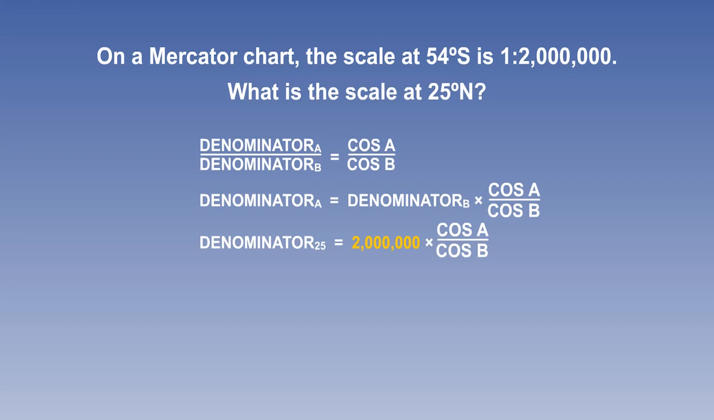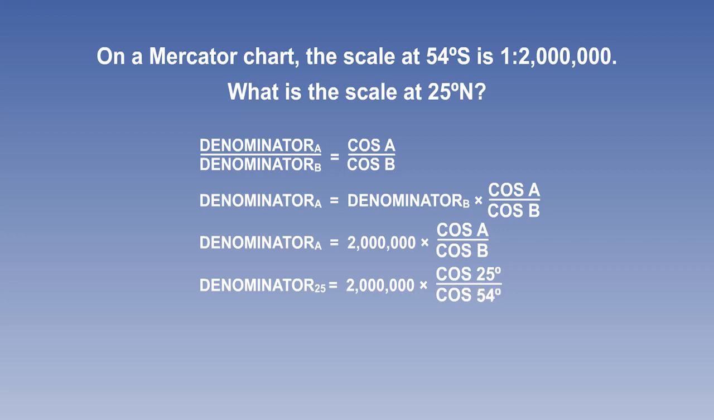It's 2 million. You can write them the other way around if you like, but it will involve you in more equation rearrangement and more chance of making a mistake. Put the unknown on the left side and keep it simple. You have now sorted out which one is A and which one is B. A is latitude 25 and B is latitude 54.